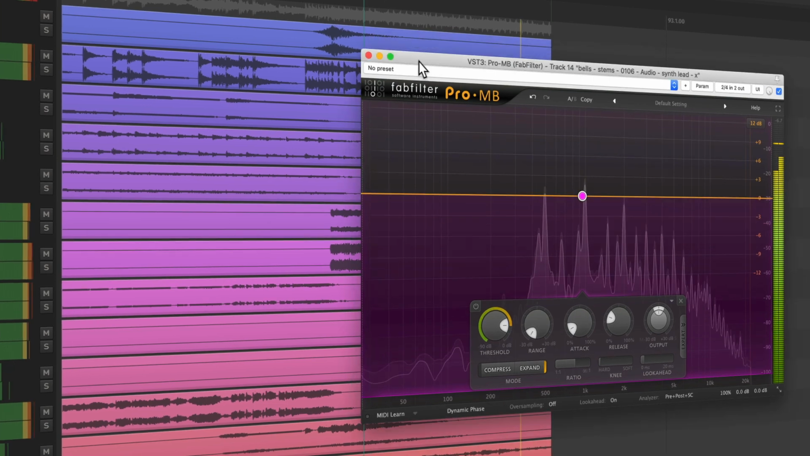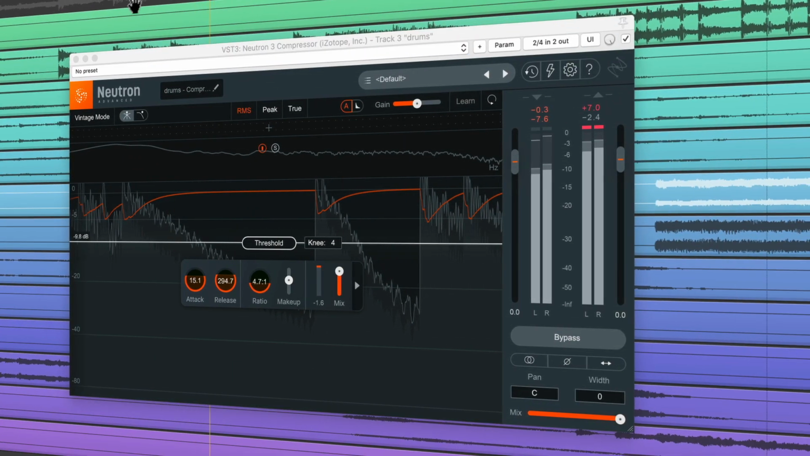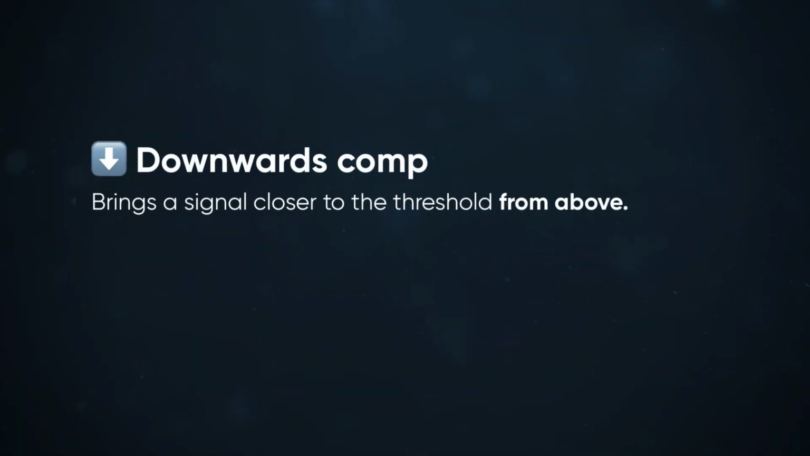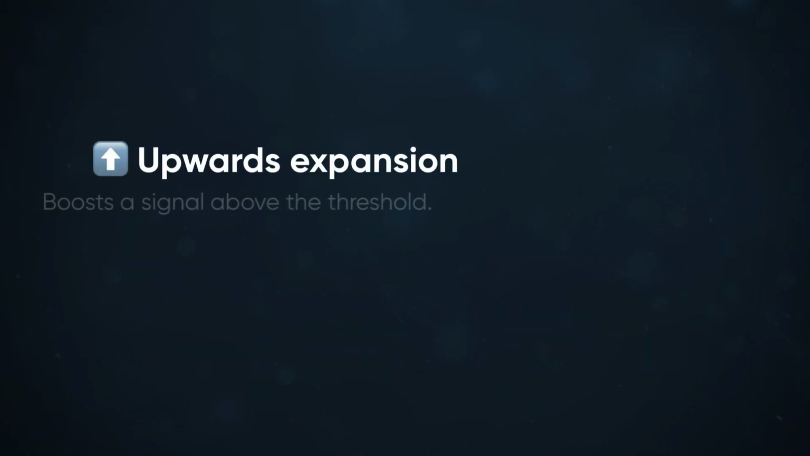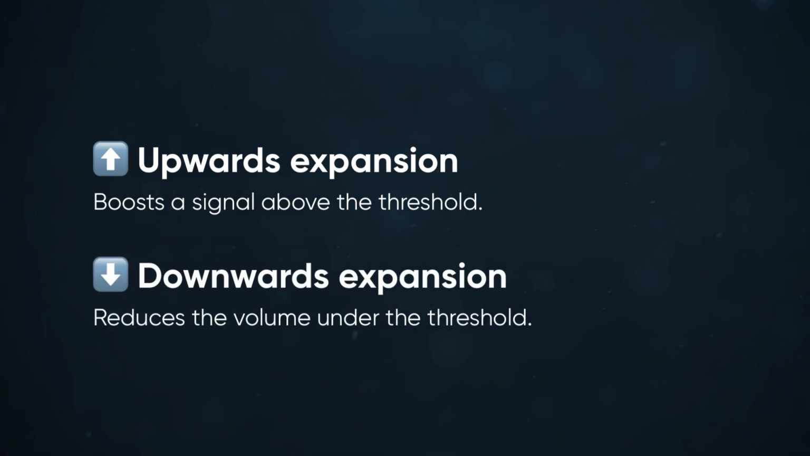Each of these processors affect the dynamic range of a sound. Remember that the direction of the processing is what determines the name. Downwards compression brings the signal closer to the threshold from above, and upwards compression brings it closer from below. Upwards expansion boosts the signal above the threshold, and downwards expansion reduces the volume under the threshold.